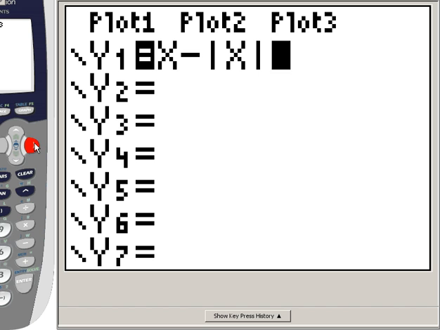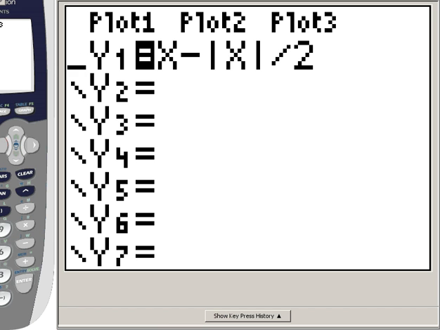Now we're going to divide this whole thing by 2. Now, I've got to be careful here. I'll go divide by 2. If I graph this, I won't get the same picture. And the reason is we have to put parentheses around the x and the absolute value of x. So if I cursor backwards here, I'm going to need to insert a left parenthesis. So I'm going to go second. Insert is the delete key.